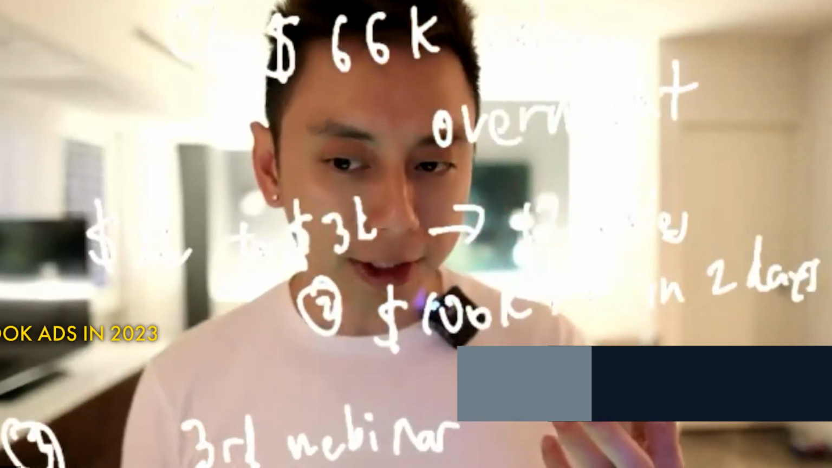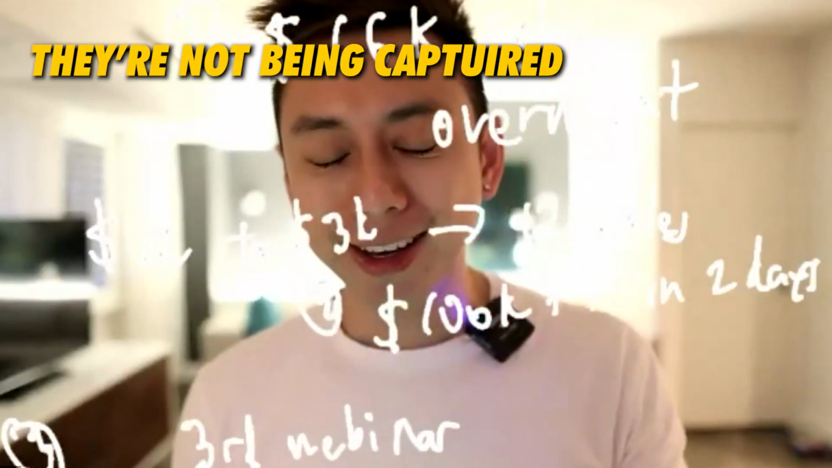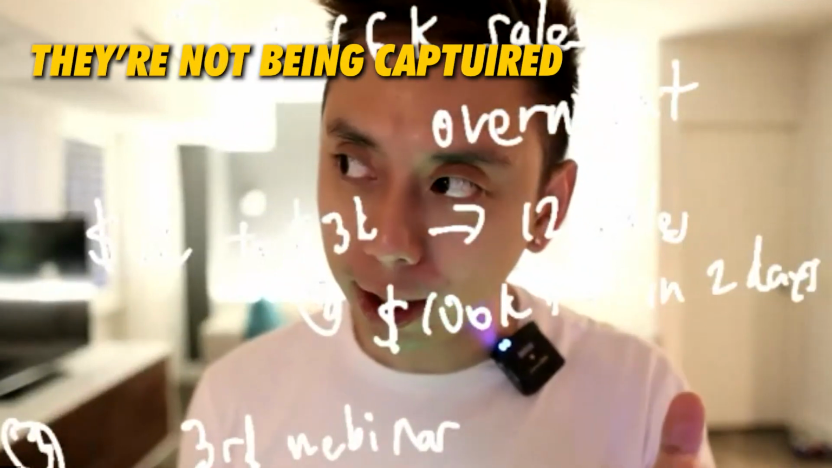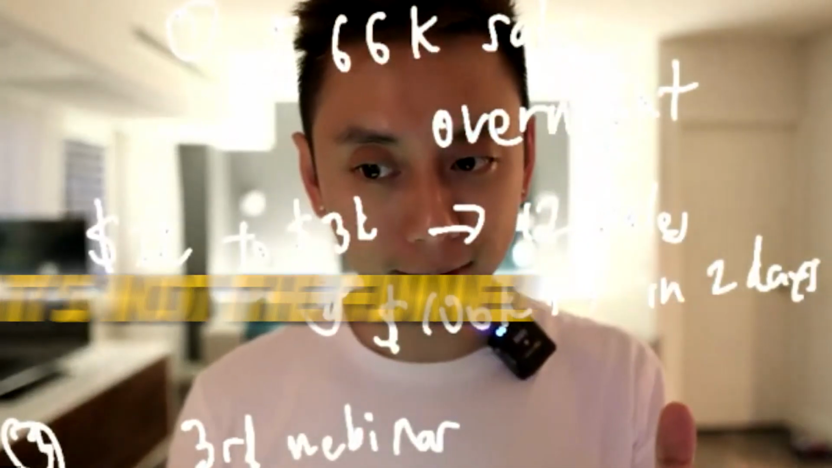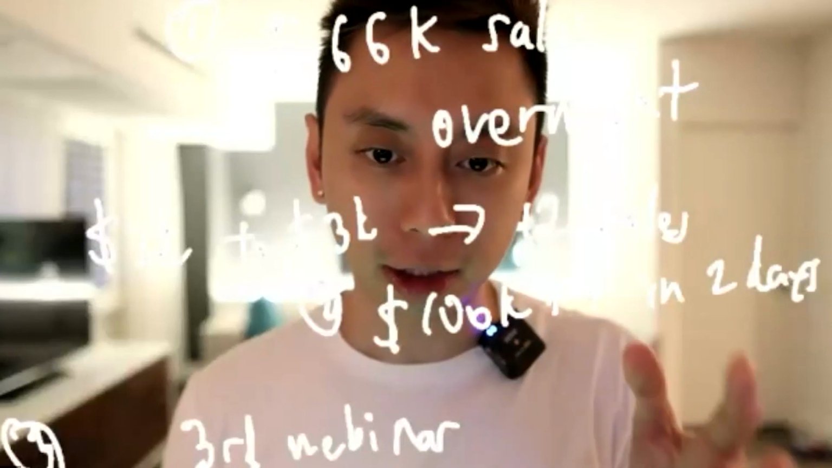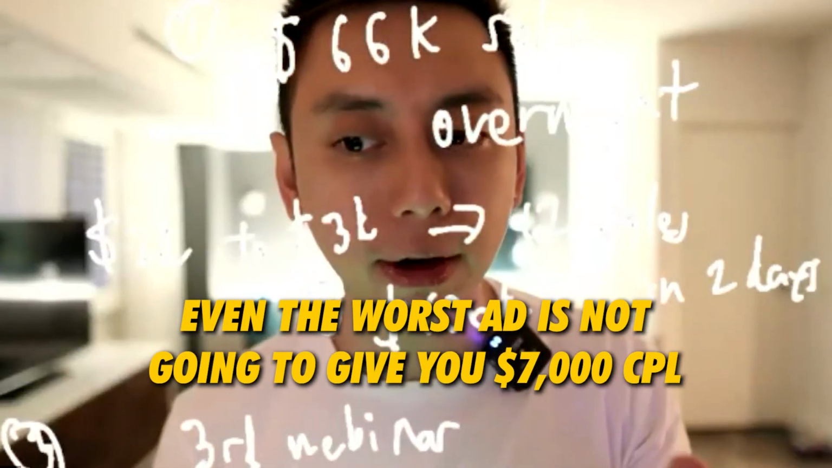So when you have a $7,000 cost per lead, it means either they're not being captured, or the Facebook ad that's running is sending people to a broken link. It's not the funnel. Something is broken. That's the logical thing to think, because the worst horrible ad ever is not going to give you a $7,000 cost per lead.